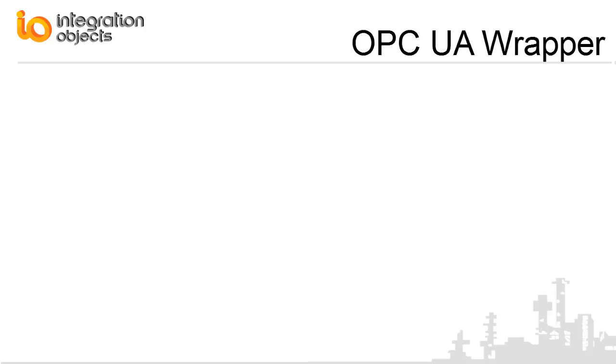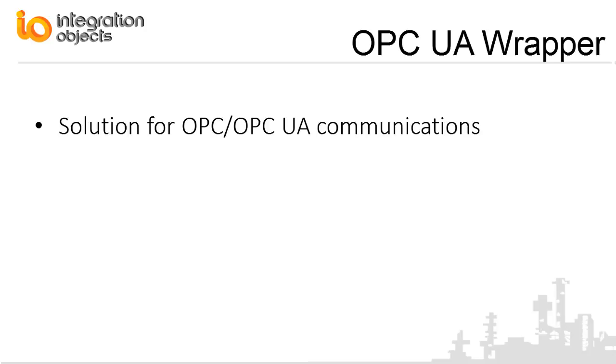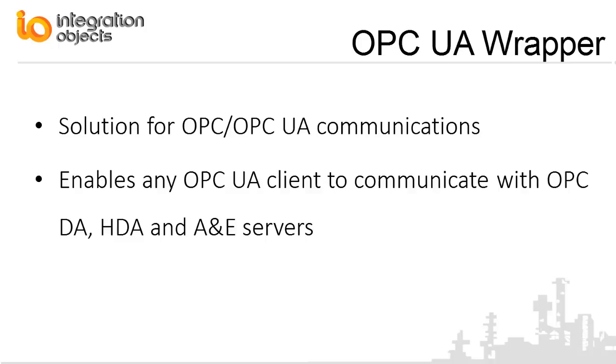Integration Objects OPC UA Wrapper is a powerful solution for OPC UA communications that enables any OPC UA client to communicate with COM-based OPC DA, HDA, and AE servers as if they were OPC UA servers.